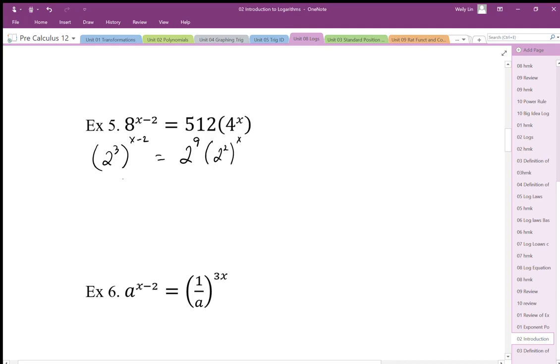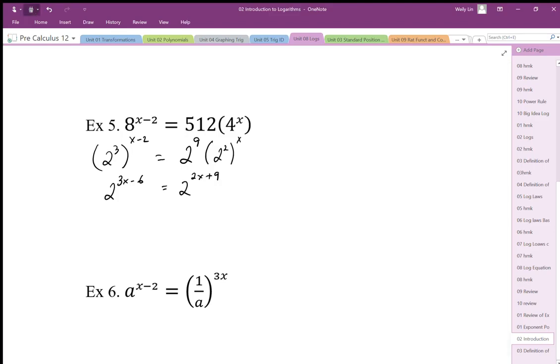And then I'm going to simplify this. So it becomes 2 to the power 3x minus 6. 2 to the power, that's going to be 2x. And then we're going to add on 9 multiplied by 2 9 times. So it's going to be plus 9.